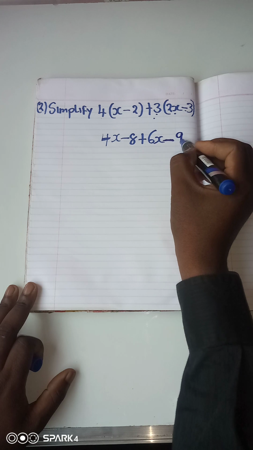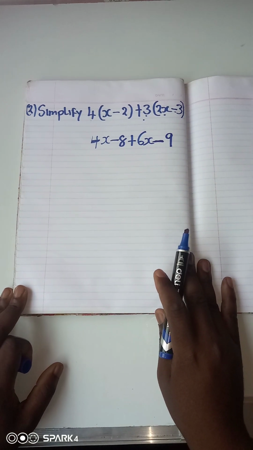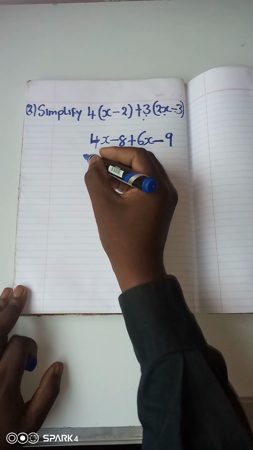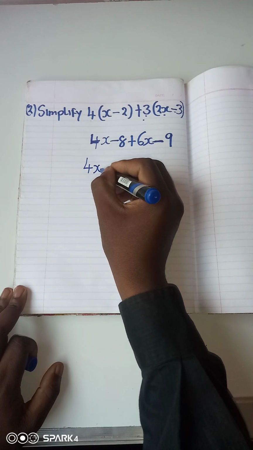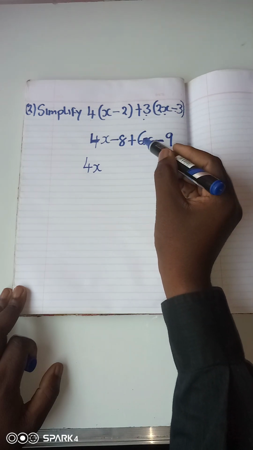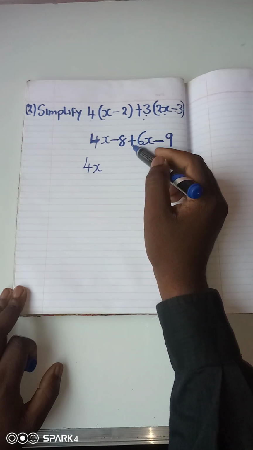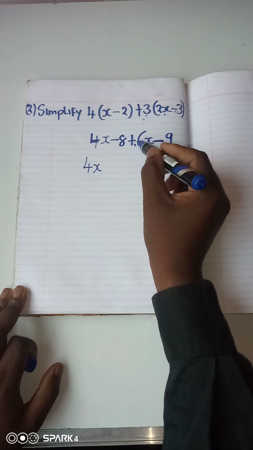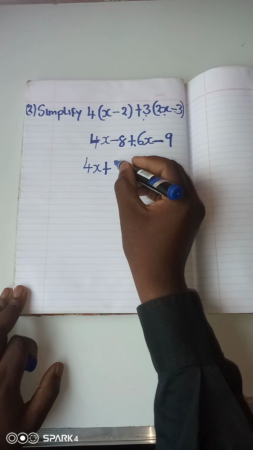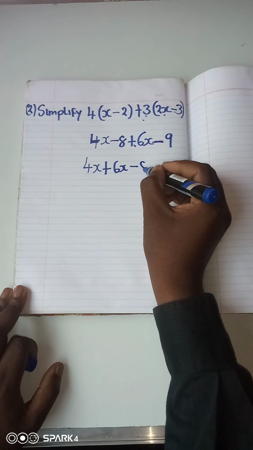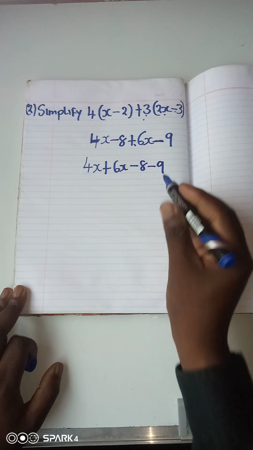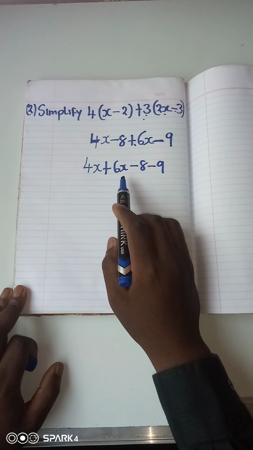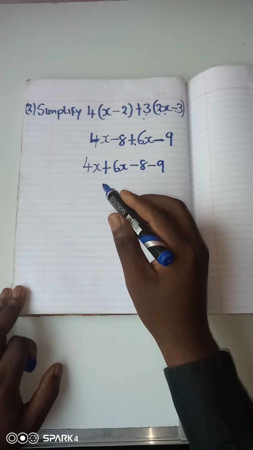You get 9. After you have reached here, you group what we call the like terms. So you say 4x, you check which other term has got x. It's this one, which is positive 6x. It will come the way it is with a sign, plus 6x minus 8 minus 9, like that. So what is 4x plus 6x? You get 10x.